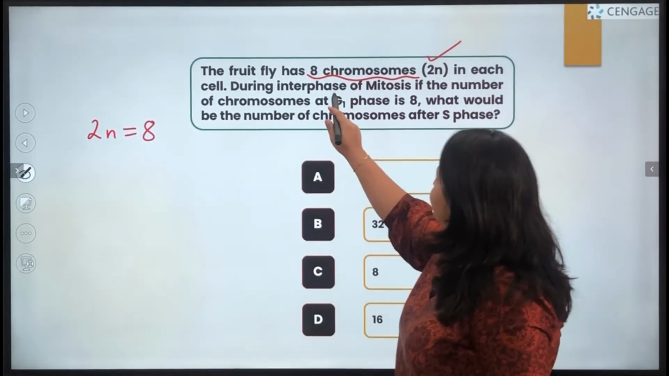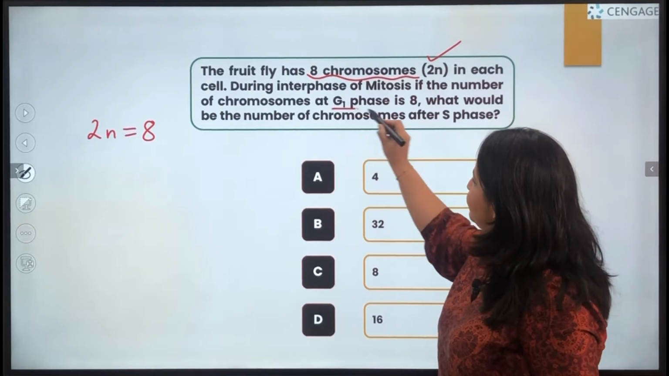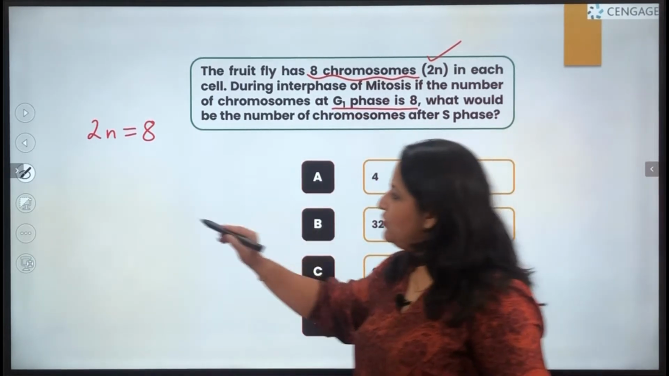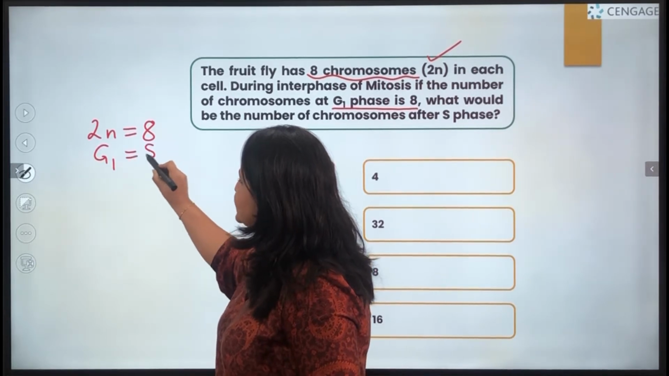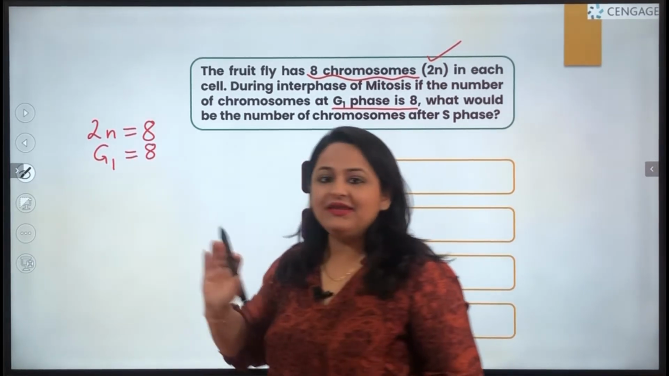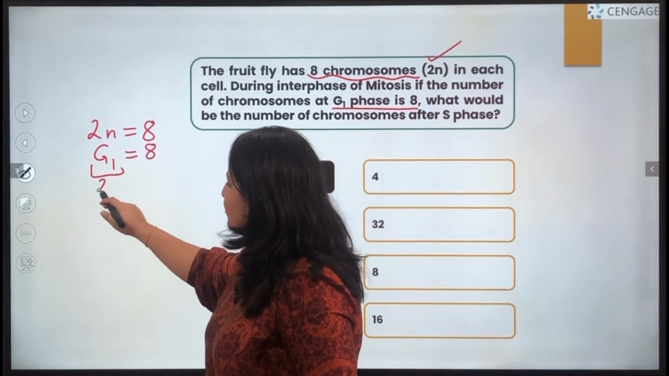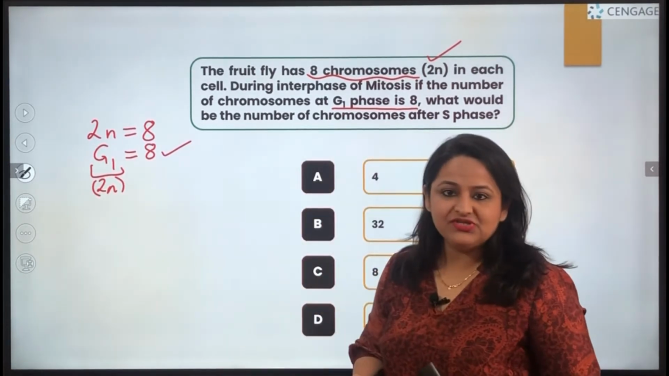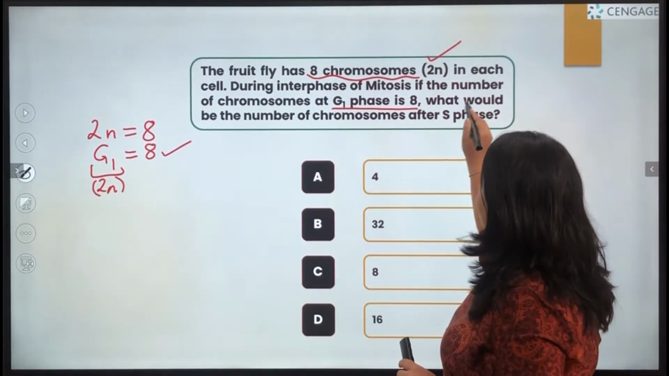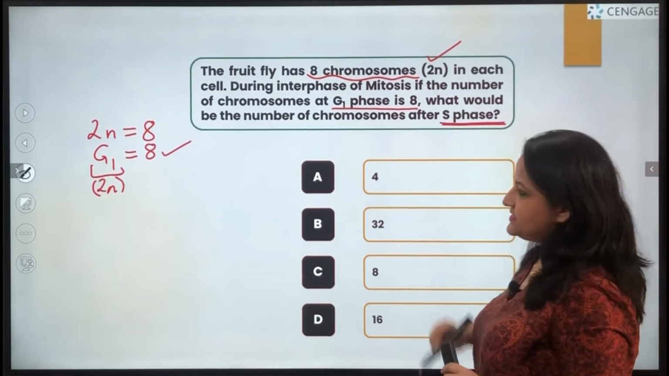Now, during interphase of mitosis, if the number of chromosomes at the G1 phase is S, so we know that the chromosome number at G1 phase is equal to S over here. We know that the number of G1 chromosomes is diploid only. So, having 8 chromosomes is very much correct. Then, what would be the number of chromosomes after the S phase, they are asking?